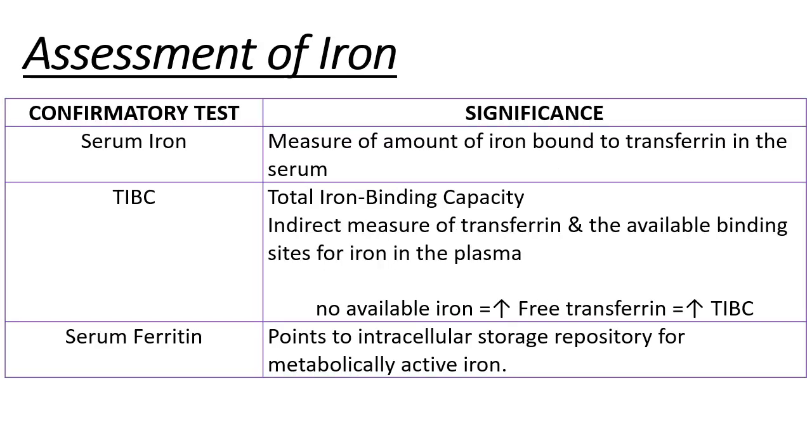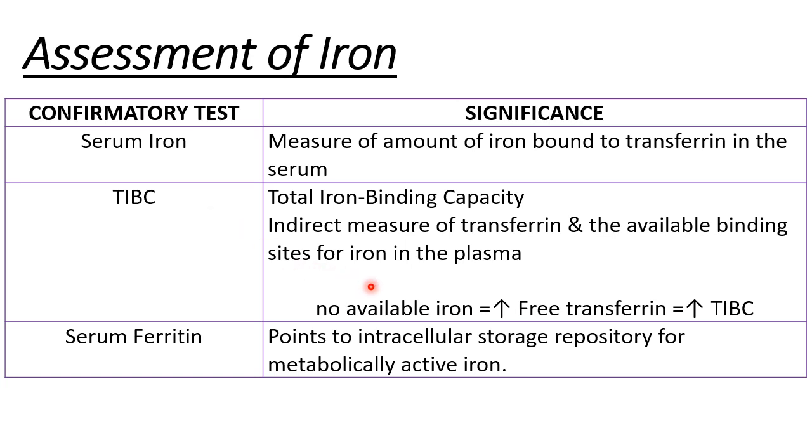For the assessment of levels of iron in the body, we make use of the following confirmatory tests. Okay, unahin natin yung mga routinely ginagawa sa laboratory. So first, serum iron, which is a direct measure of the levels of the iron in the blood. Ang TIBC, kabaliktaran niya si serum iron. Ito naman, this is an indirect measure. Kapag mababa ang levels ng iron, tumataas ang TIBC level.